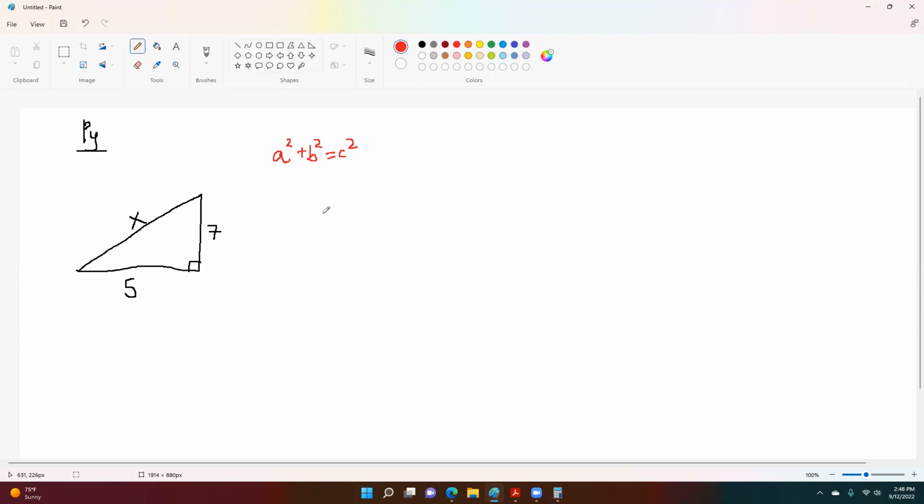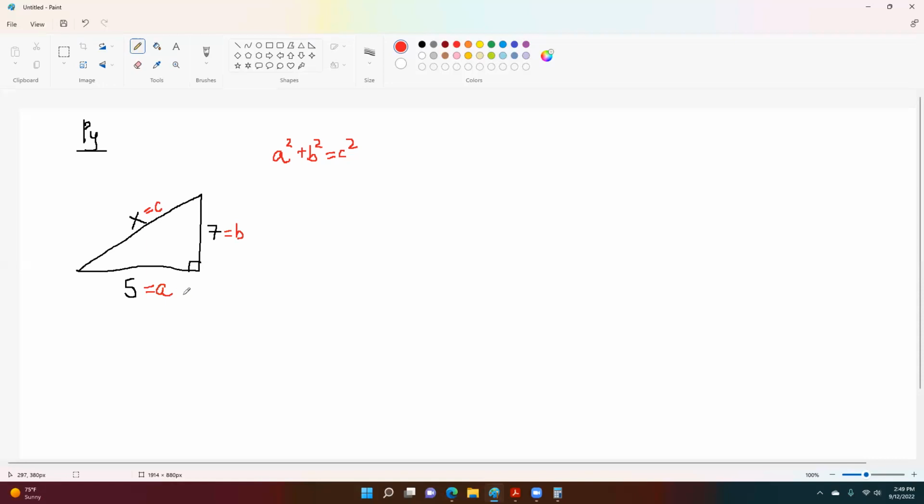So you need to know which one is your a, which one is your b, and which one is c. As I mentioned, a and b are the ones that form the 90 degrees. So this is your a and this is your b. Some students ask me, David, can I switch these two around? Yes. However, the hypotenuse is always the longest one, which is right across from the 90 degrees.